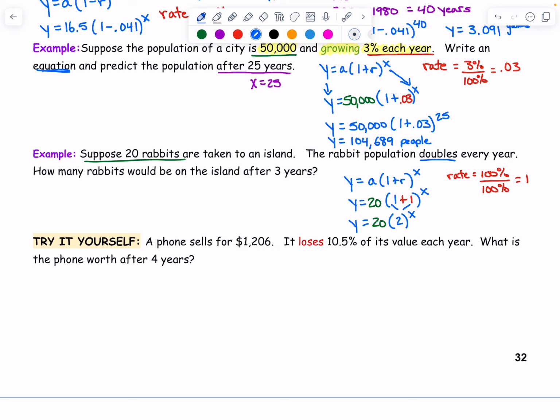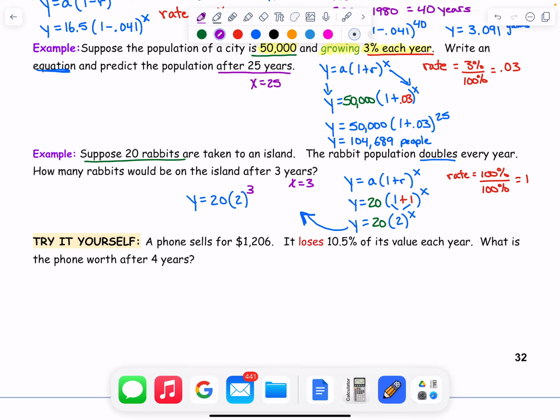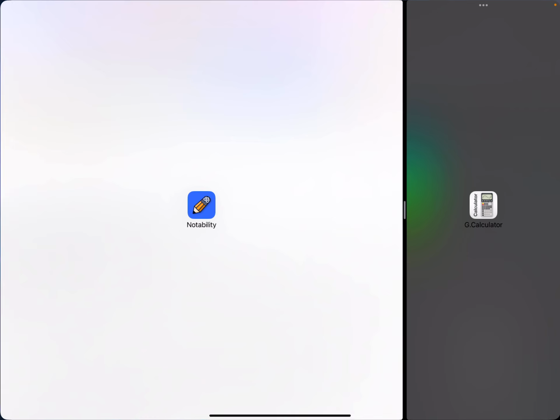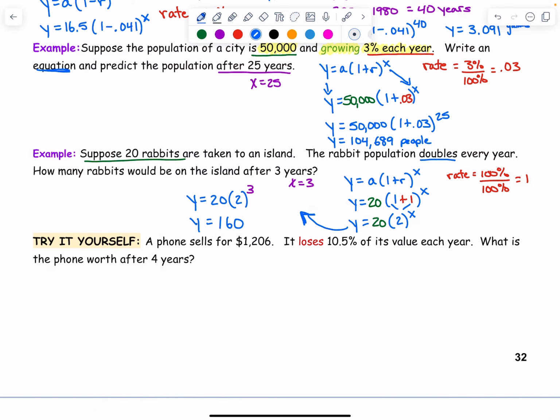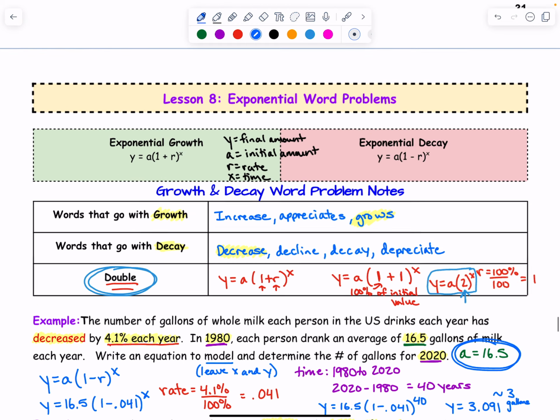And then it said how many rabbits will be on the island after 3 years. So we can take our model of the situation and just plug in the time is 3 years. So y equals 20. We have a base of 2. And then our x value was just equal to 3. So we're going to plug that in and then just type that into the calculator. So 20 times 2 to the third power. So we have 160 rabbits approximately. All right. So that is it for a few examples of exponential word problems.